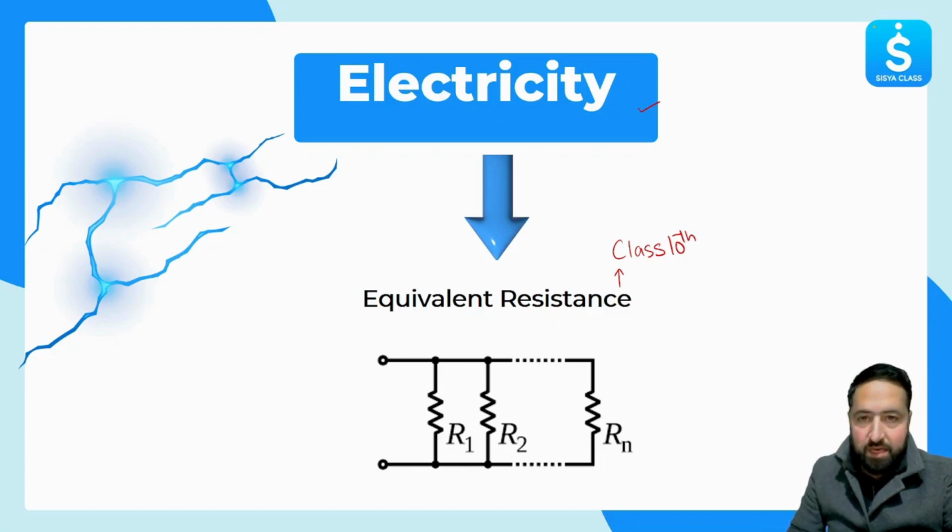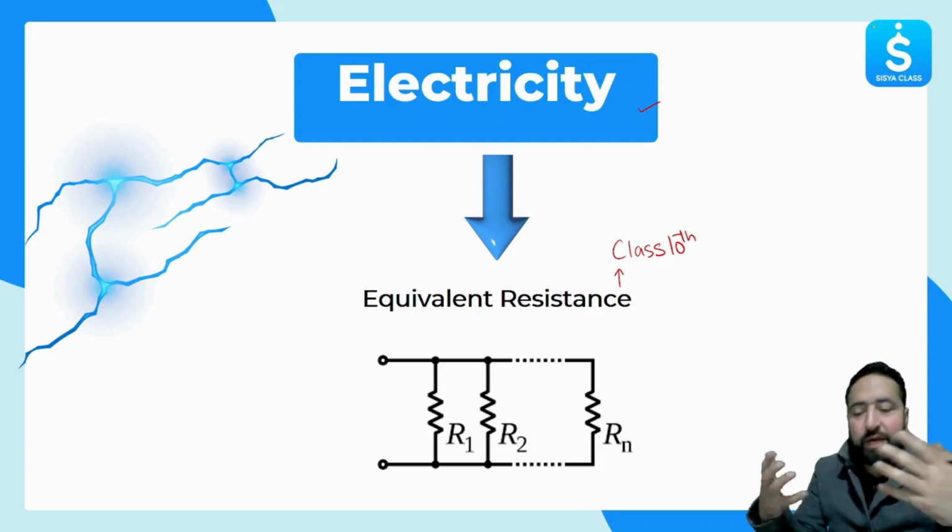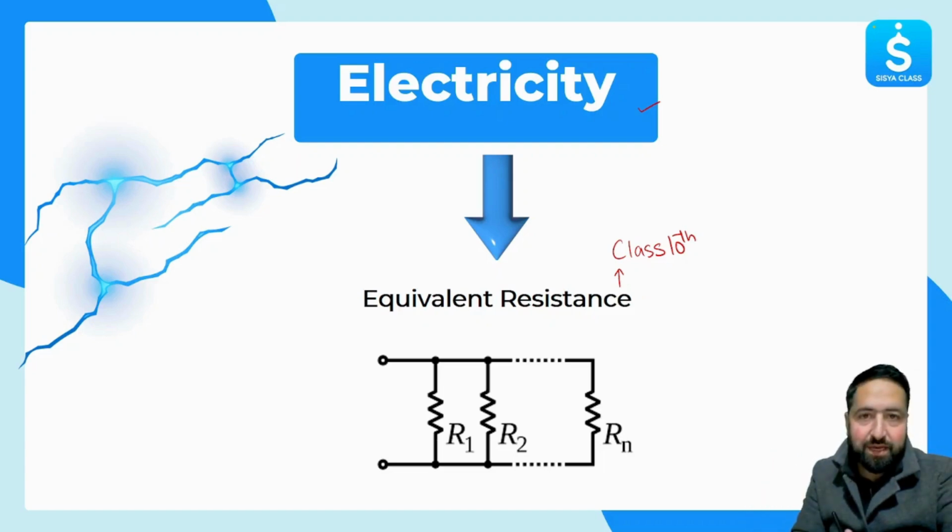Now, at first you will ask what I mean by equivalent resistance. It's very simple. If I have two resistors, three resistors, four resistors, I can connect them in different combinations. What will be their net effect when I combine them? That's what we study in equivalent resistance. I hope that is clear to you.